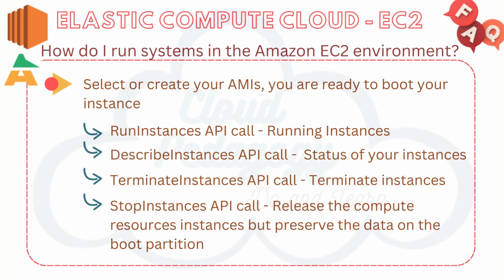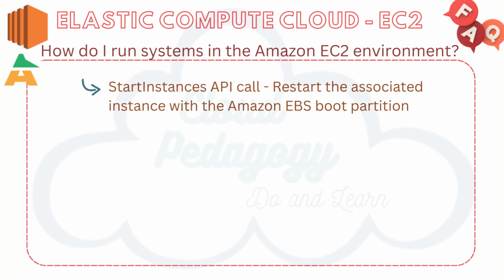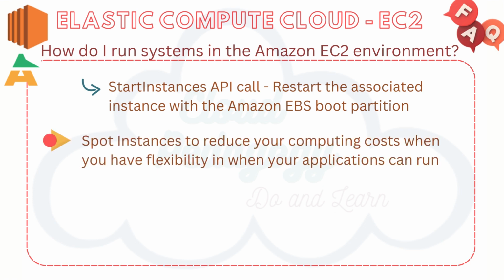If you have a running instance using an Amazon EBS boot partition, you can also use the StopInstances API call to release the compute resources but preserve the data on the boot partition. You can use the StartInstances API when you are ready to restart the associated instance with the Amazon EBS boot partition. In addition, you have the option to use spot instances to reduce your computing costs when you have flexibility in when your application can run.